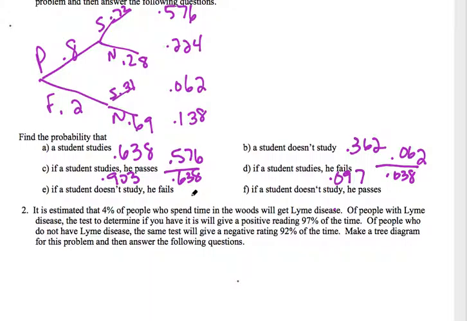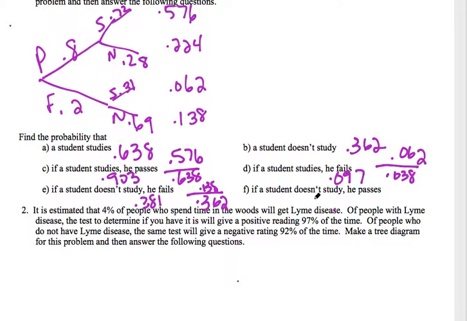If a student doesn't study, he fails. My denominator is doesn't study, 0.362. It's conditional, okay? And he doesn't fail. So doesn't study and fails. Fails, doesn't study, 0.138. Oops, 0.138. And that is 0.381.